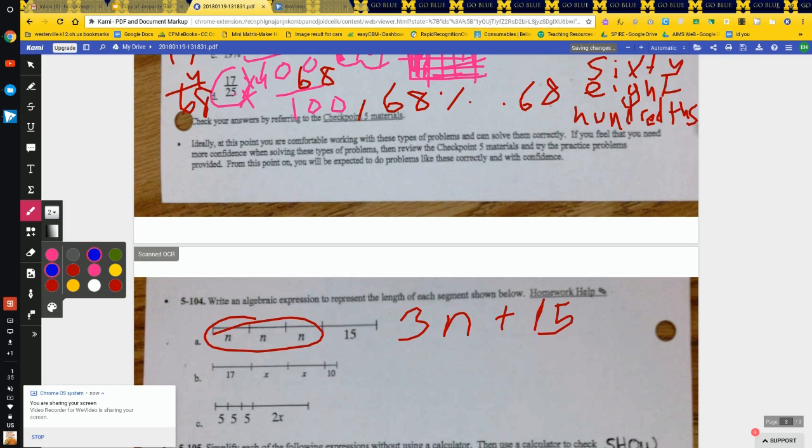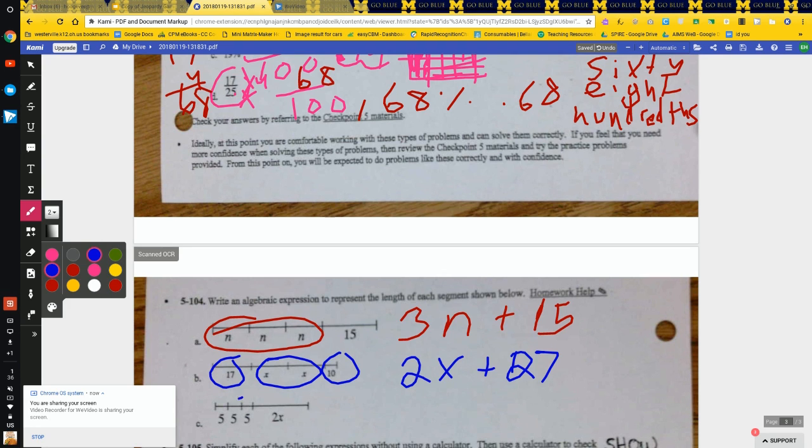So again, come down to the next one. I have a 17 and a 10 and 2 x's. So I can add my 17 and my 10 to be 27 and my 2 x's to be 2x. So basically, I can just write 2x plus 27. Or you can write 2x plus 17 plus 10, or 17 plus 2x plus 10, whatever. I like to combine my like terms. It just saves you time and hassle.